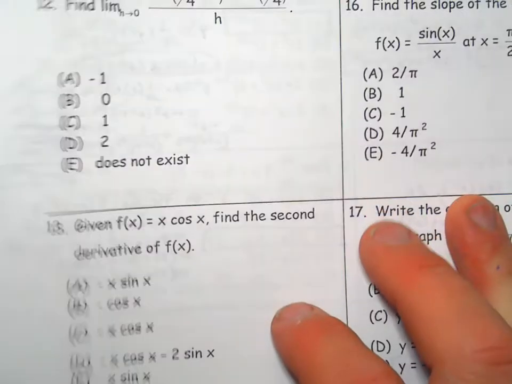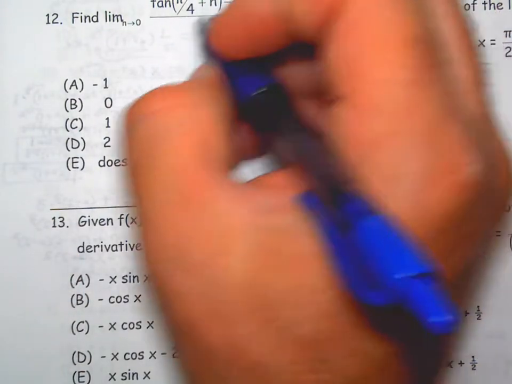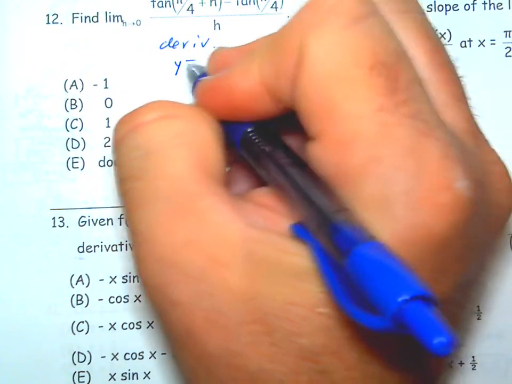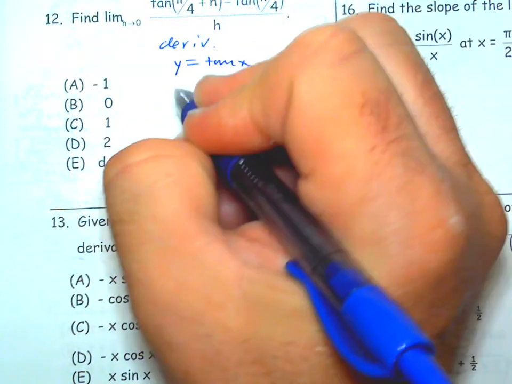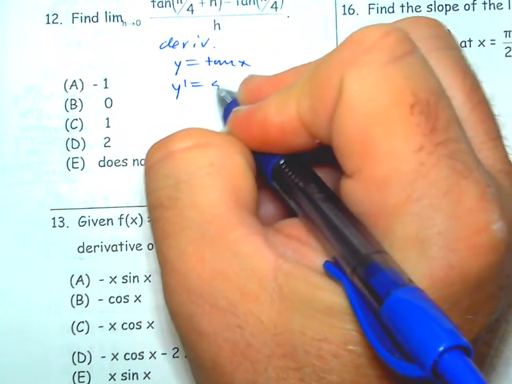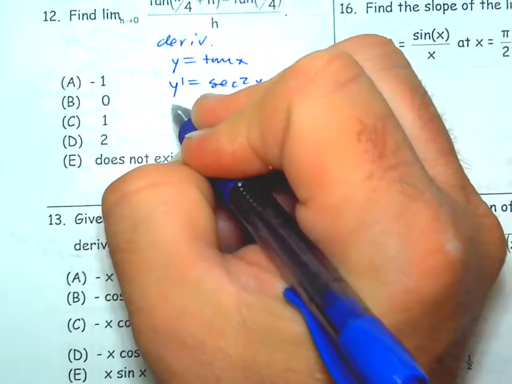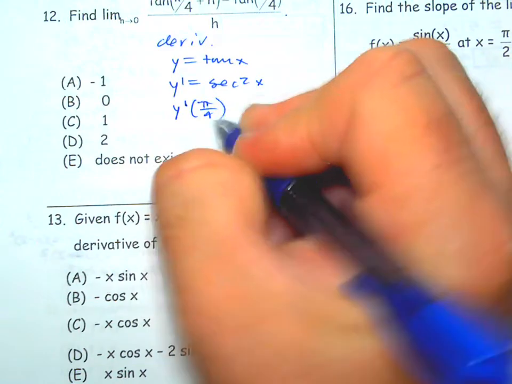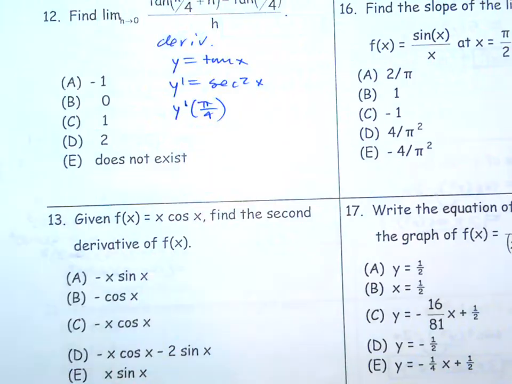Number 12, we should be like, oh, that looks like the definition of the derivative. What's the function? Tangent of x. What's the derivative of that? Secant squared. What's the value at pi over 4? That's what these pi over 4s are. They're where the x is.